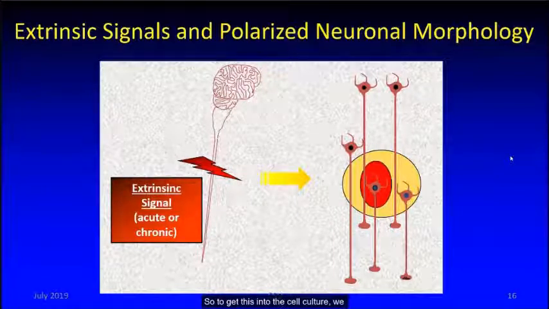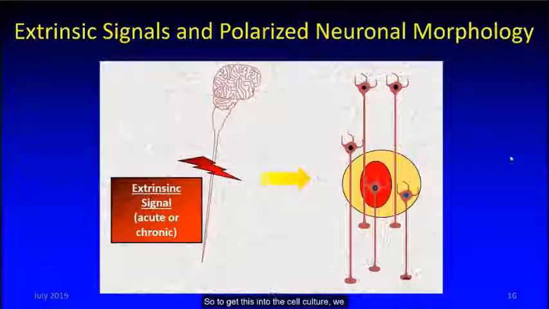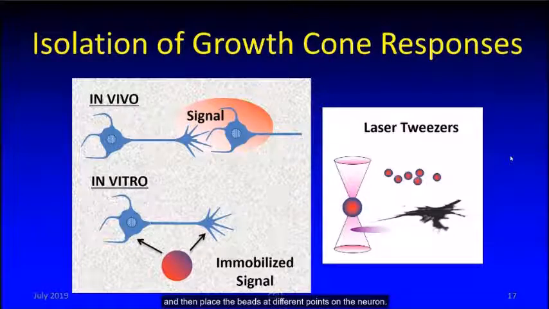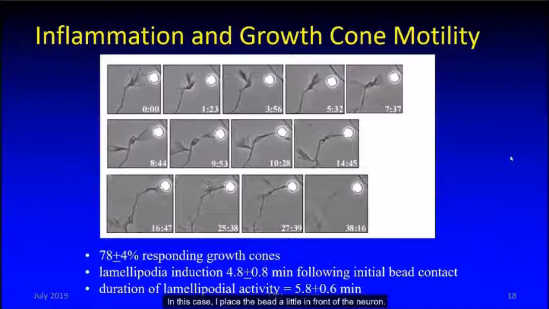So to get this into the cell culture, we decided that we're going to immobilize the signal on little beads and then place the beads on different portions of the neuron. And we used the laser tweezer for that. It's basically a laser beam where you can just trap the bead, and then you can move your culture dish around and you can literally decide where you want to place the bead. So in this case, I placed the bead a little bit in front of the neuron.